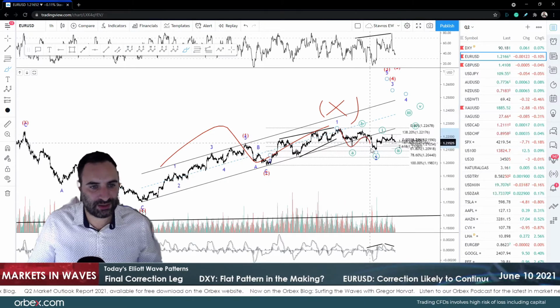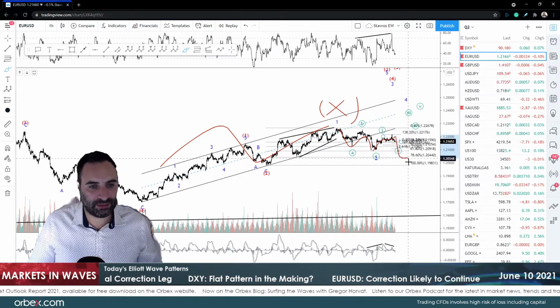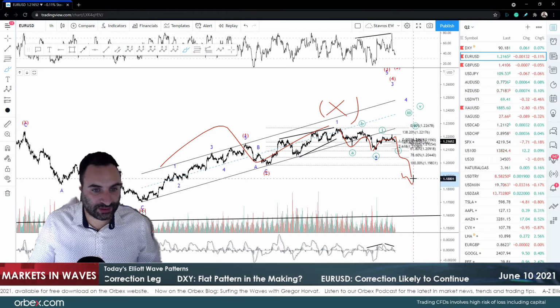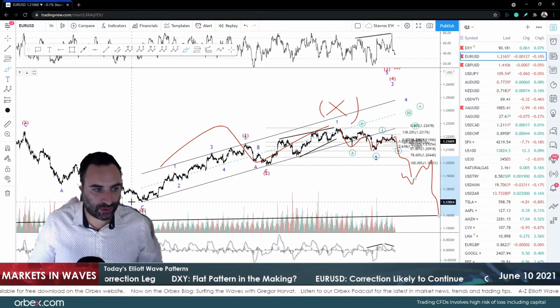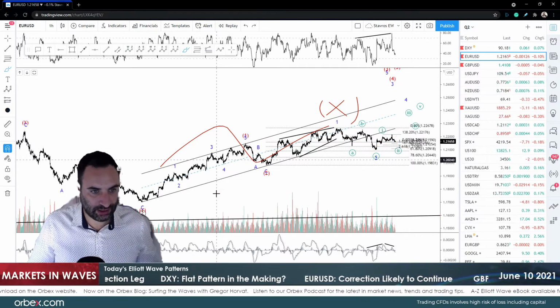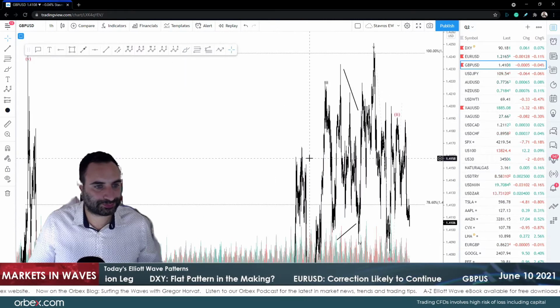Since we're looking at corrections, it means that this is ABC, then we're going to get ABC, and then we're going to get ABC. But the thing is that that's likely to be the W, then the X, and then the Y, because we're looking at a low below the previous low at 117, right? I assume this is understandable. Good. Now let's move to pound.